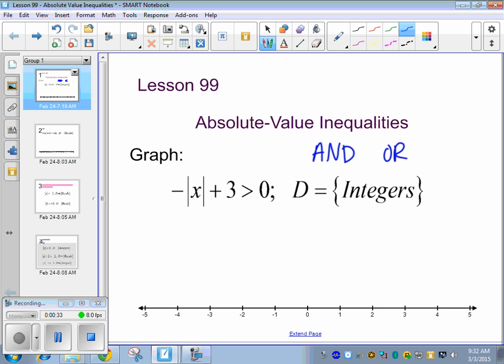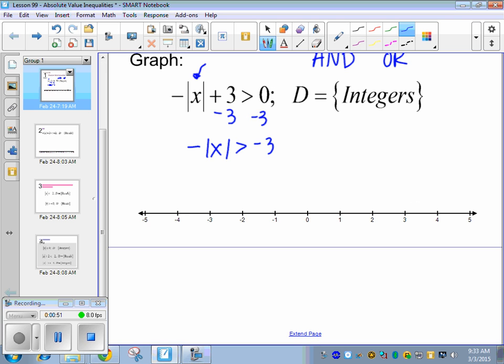The first thing we're going to do is isolate the absolute value of x. So I'm going to subtract 3 from both sides. So I have negative absolute value of x is greater than negative 3. And then we're going to divide by the negative. And when you divide by a negative, what do you have to remember to do? Flip the inequality sign.